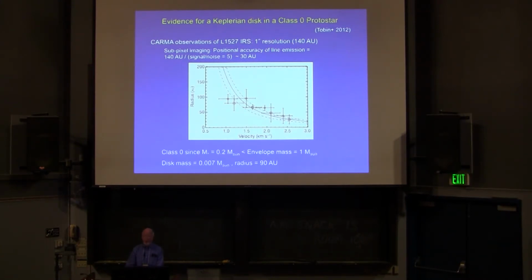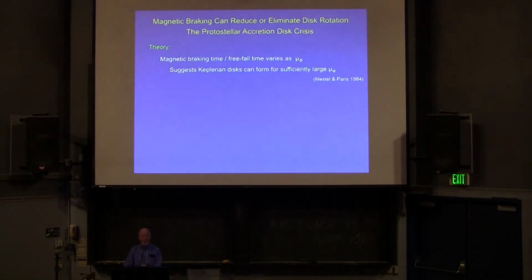So it's a class 2 source because the stellar mass, as inferred from this rotation curve, is about a couple of tenths of a solar mass, whereas the envelope mass is 1 solar mass. And they infer a disk mass of a little bit less than 1% of a solar mass and a radius of about 90 AU. So this is definitely a significantly sized disk.